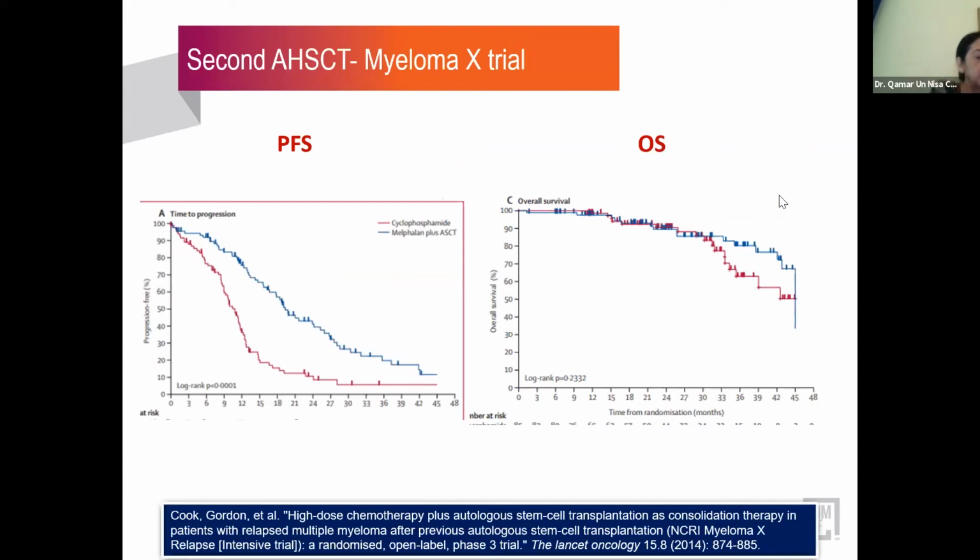So the only trial which has looked at multiple myeloma relapse and the role of autologous stem cell transplant is the UK Myeloma 10 trial. And we see here that there is an advantage to using autologous stem cell transplant in terms of progression-free survival, although again, the overall survival is not affected so much. But this was particularly useful in patients who had a late relapse, more than 12 to 18 months after the first transplant.